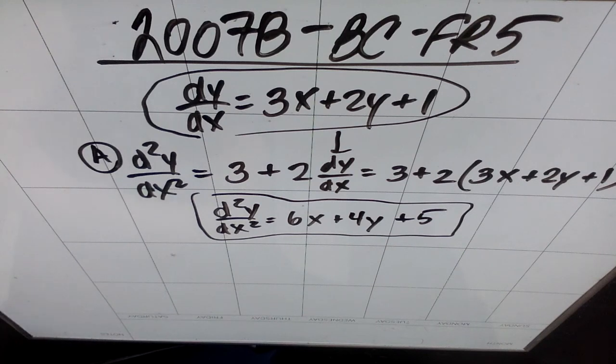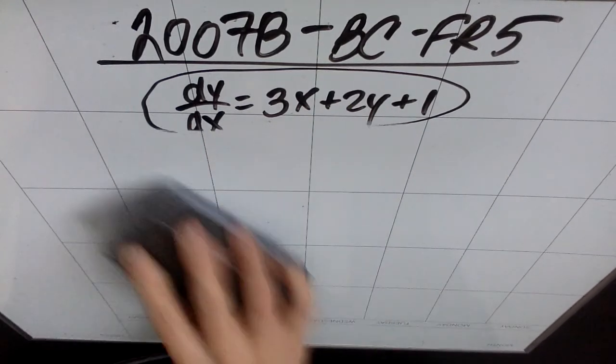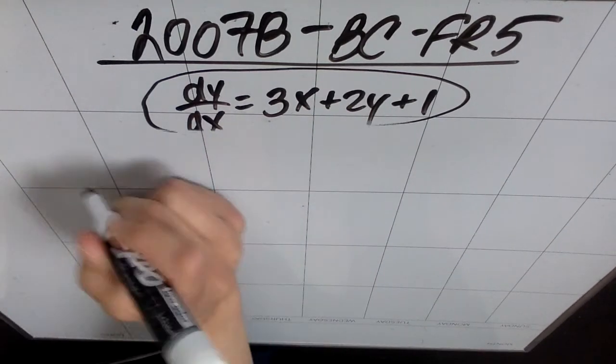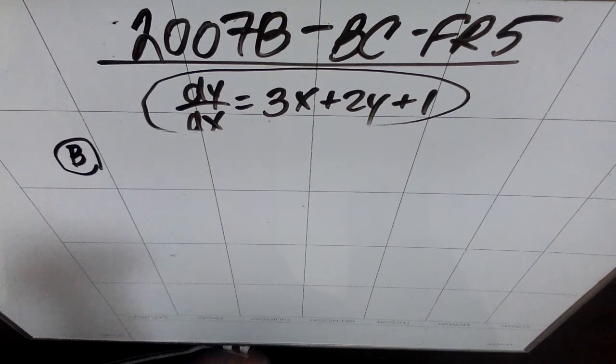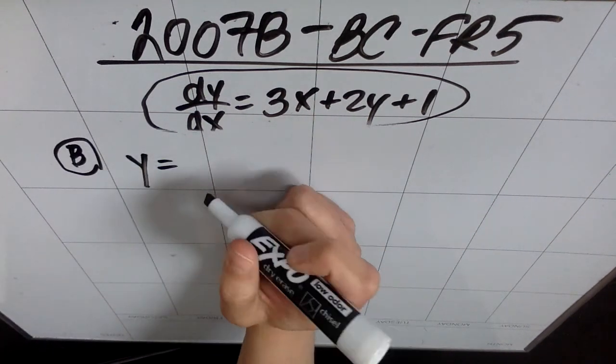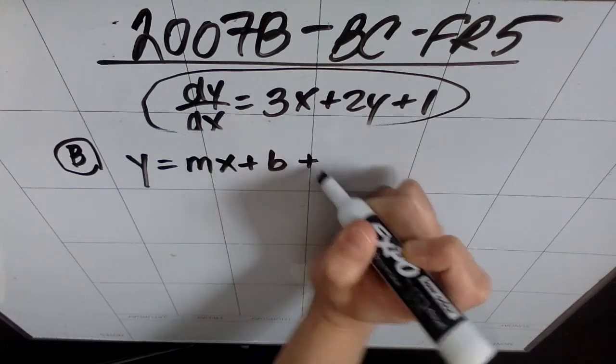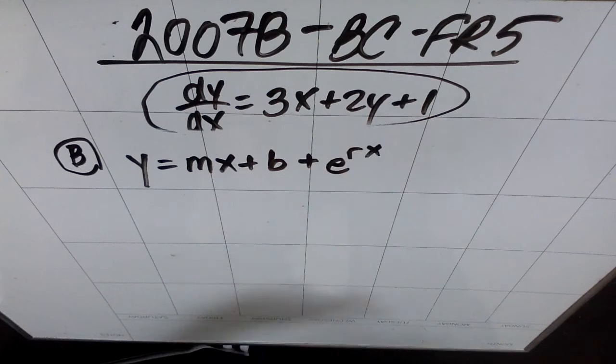Part B. Find the values of the constants m, b, and r for which y equals mx plus b plus e to the rx is a solution to the differential equation. Good times. All right, so right now we don't need d squared y dx squared, so we're going to get rid of that. In part B, they can't ask you to solve a diffy Q that's non-separable. They can tell you, hey, this thing is a solution. Find out things about this solution. So they're telling you that this value is a solution to that differential equation.